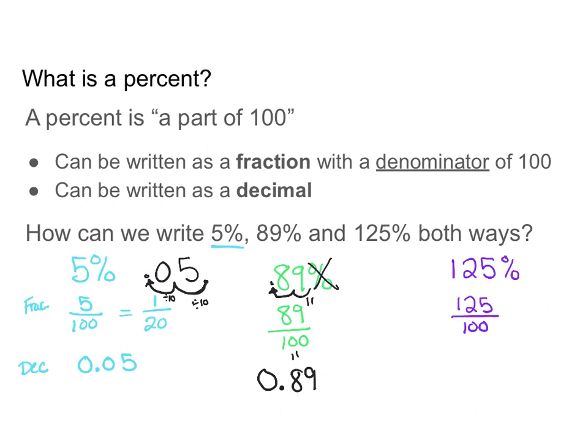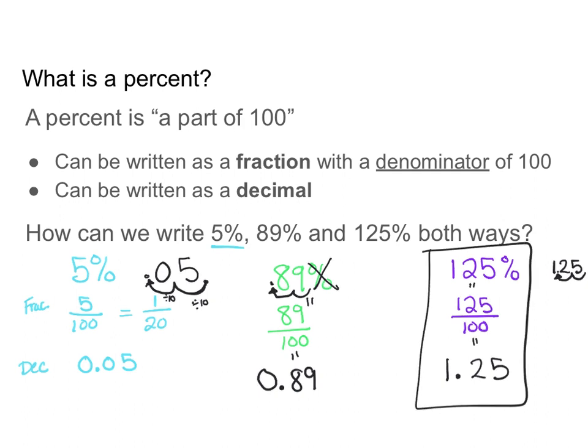So same thing, I'm going to take this 125, I'm going to write it over here. So 125, I get rid of the percent, and I move my decimal twice. So it is greater than 1 if I put it here. So my decimal will be 1.25. And these are all equal. All right. Let's go on to the next step.